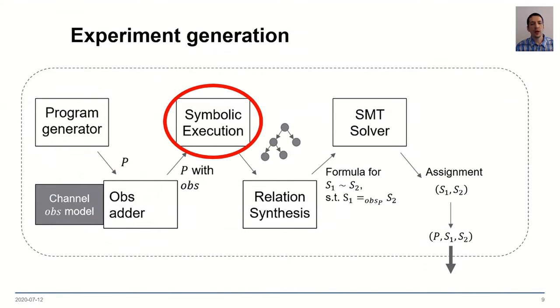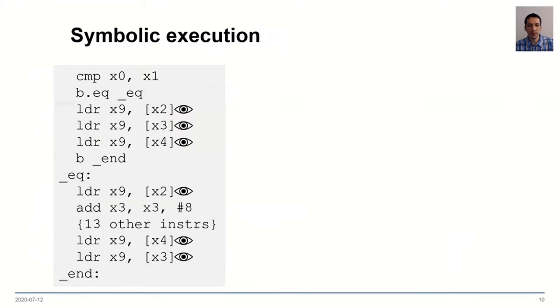Afterwards, we apply symbolic execution under the corresponding ISA semantics to the program with observations. This yields the set of all execution paths with their associated symbolic observation lists. Notice that this step limits the scope of CAV to terminating programs. But let's see the relevant steps of our example program from before.